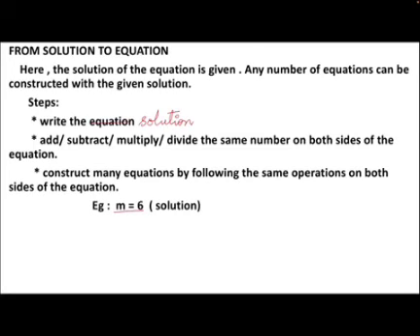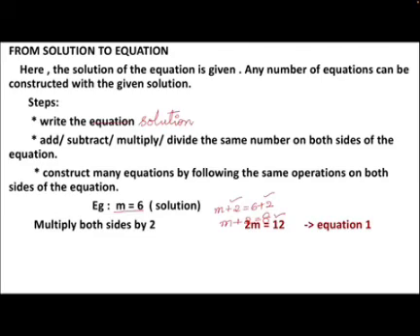Let us say by adding or multiplying, if I add, m plus 2 equals 6 plus 2. What have I done? Added 2 on both sides. Now, a new equation is m plus 2 equals 8. So I got one equation. Likewise, I can get many equations. Multiply both sides by 2. So 2 into m, 2m equals 6 into 2, 12. That is equation 1.